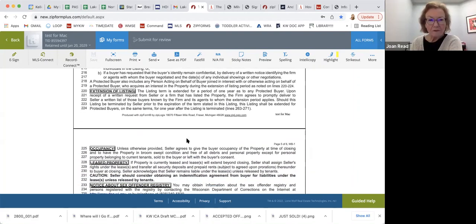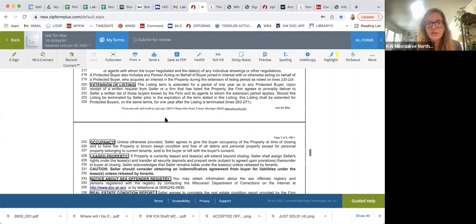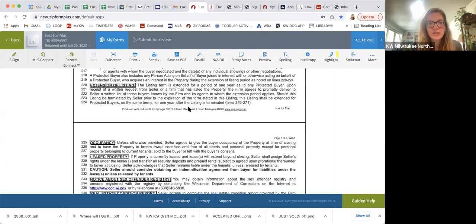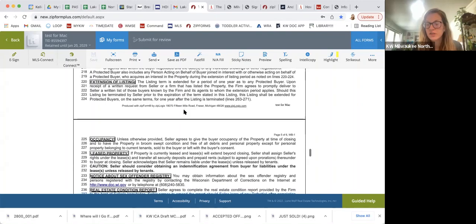The listing term is extended for a period of 1 year as to any protected buyer. Upon receipt of a written request from a seller or a firm that has listed the property, the firm agrees to promptly deliver to seller a written list of those buyers known by the firm and its agents to whom the extension period applies. Should this listing be terminated by seller prior to the expiration of the term stated in this listing, this listing shall be extended for protected buyers on the same terms for 1 year after the listing is terminated.